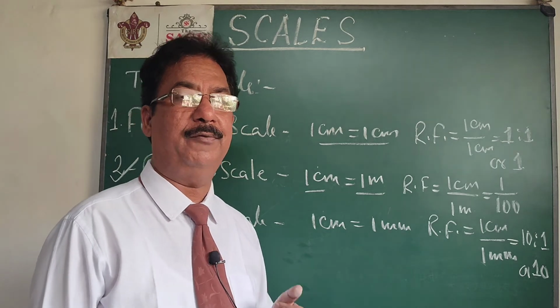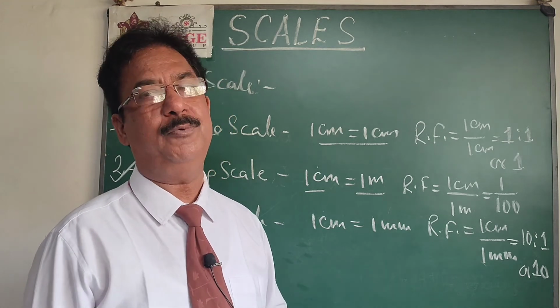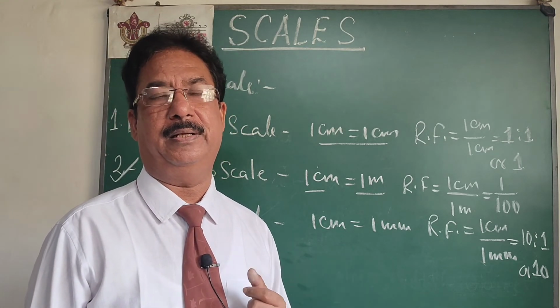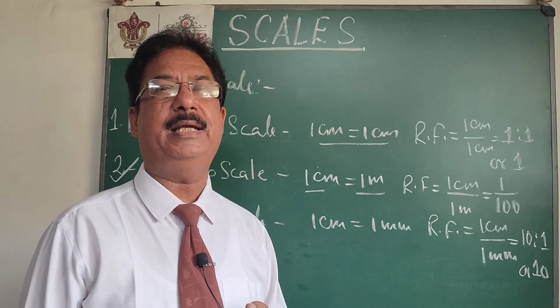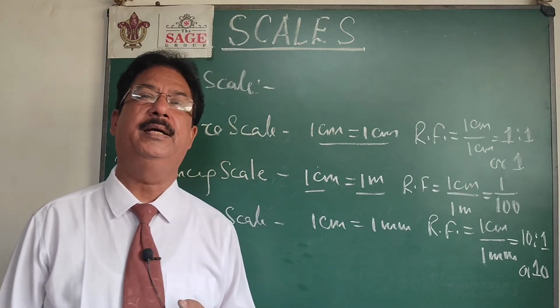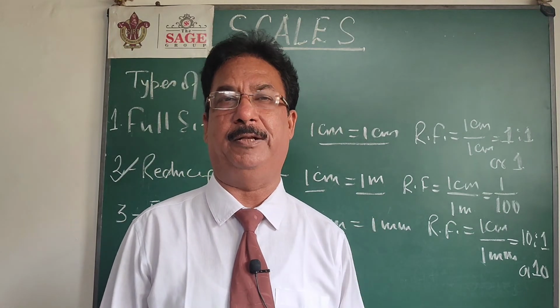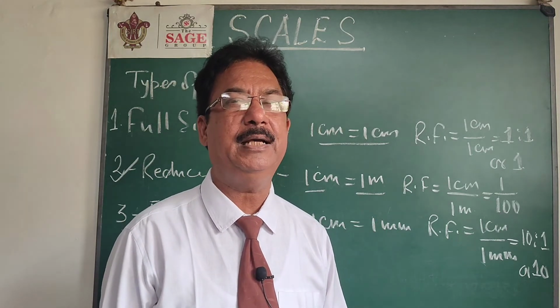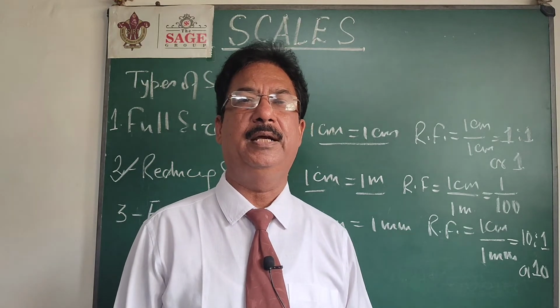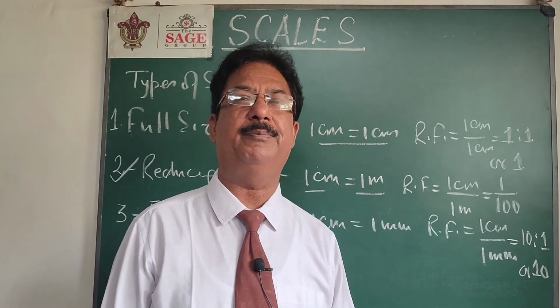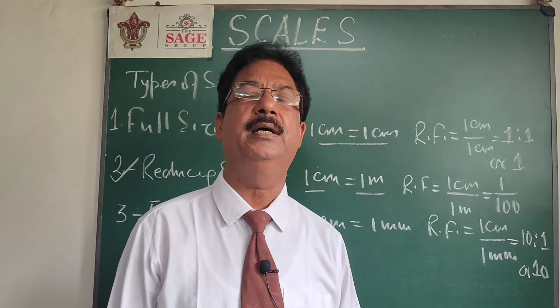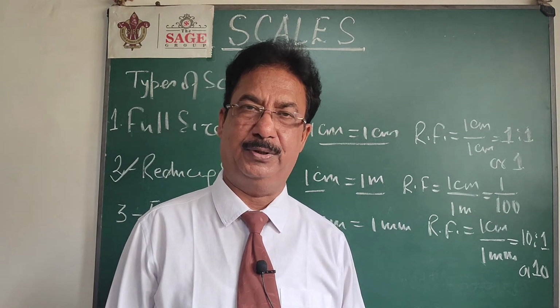Reducing scale, the advantage of using RF will be that now I am not bothered about the units. If I am saying I am using RF 1 is to 100, it means the 100 will be the actual size and I am representing it by 1. If I am saying I am using RF 10 is to 1, it means the actual size will be 1, we are multiplying it by 10, so we are using 10 times.